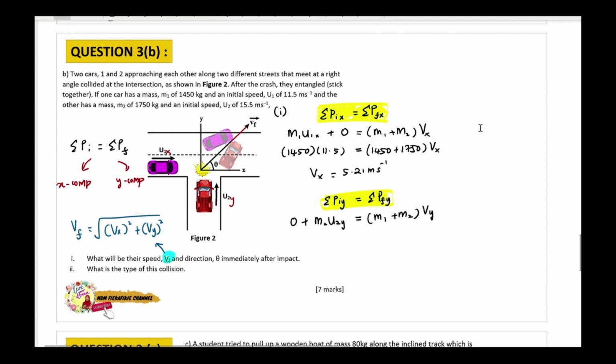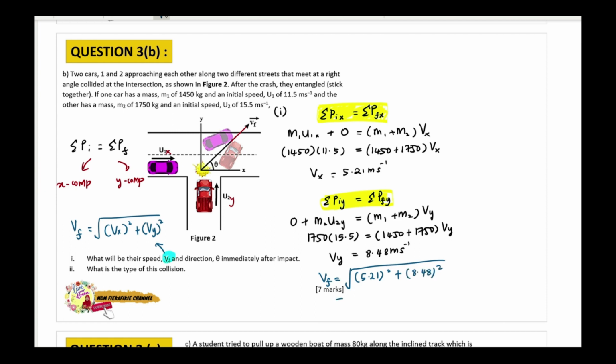So we substitute all the values. 1750 for the mass of the second car, and then the initial speed is 15.5. Okay, it's equal to, so here we need to combine the masses of two cars. Okay, and here is Vy. Okay, so Vy is equal to 8.48 meter per second. Therefore, we can calculate V final, where V final is equal to square root Vx squared plus Vy squared. Okay, so kita dapatlah jawapan yang dia tanya tadi, iaitu berapa tu? Sekejap. Saya cari dulu jawapannya.